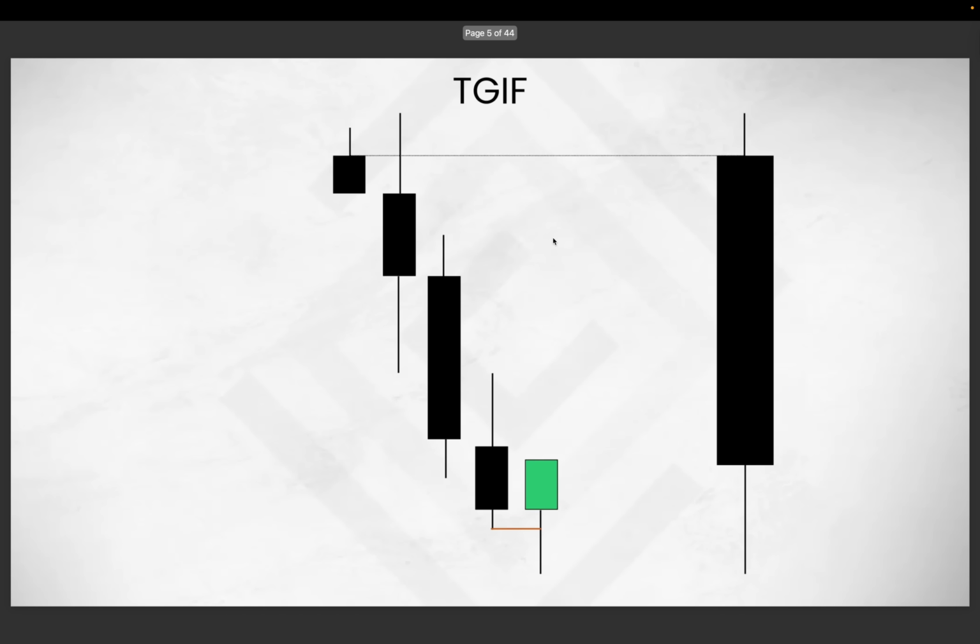So, a bullish example here. We had Monday, Tuesday, Wednesday, Thursday trading lower. A higher time frame objective is here that we've met, and then we see a TGIF on Friday here.